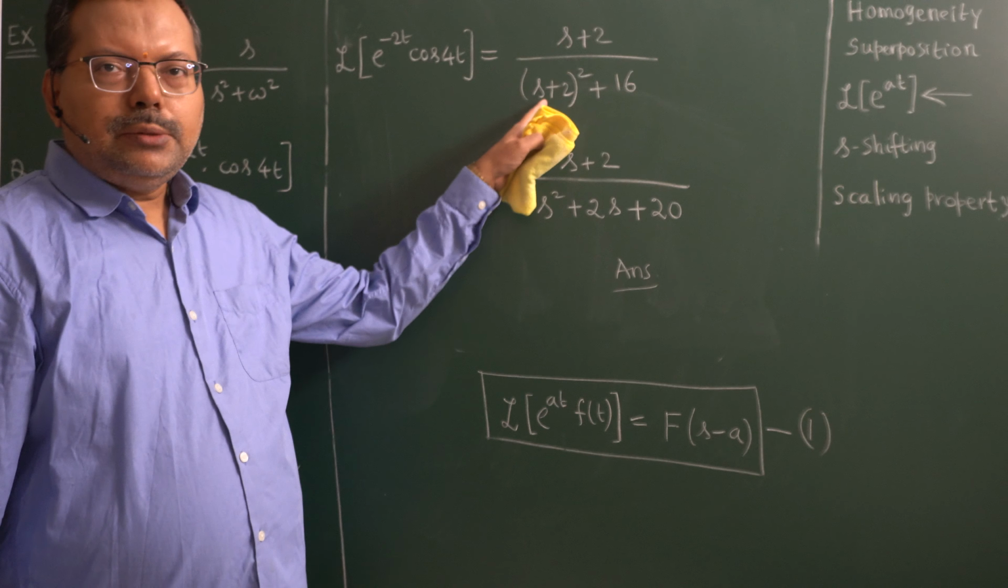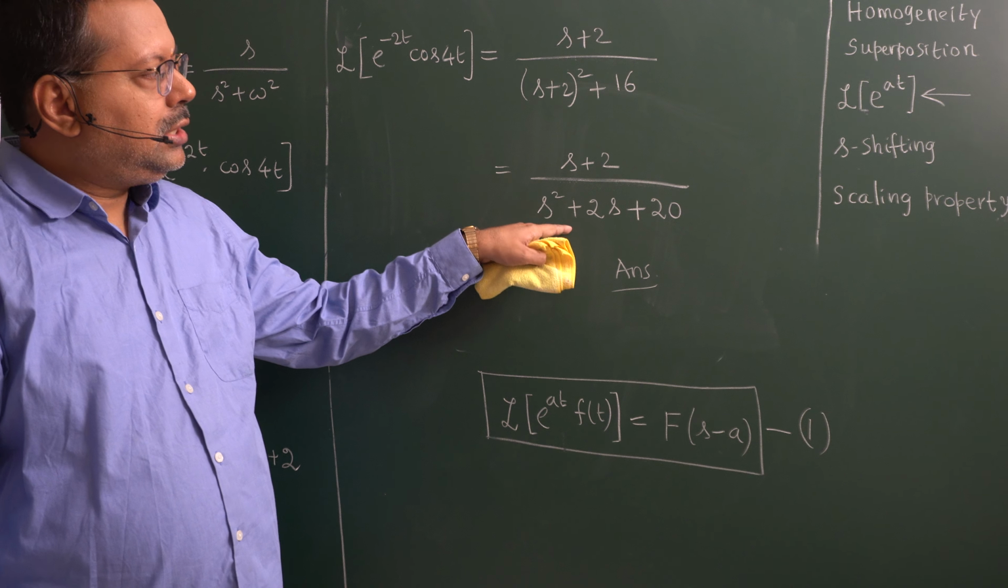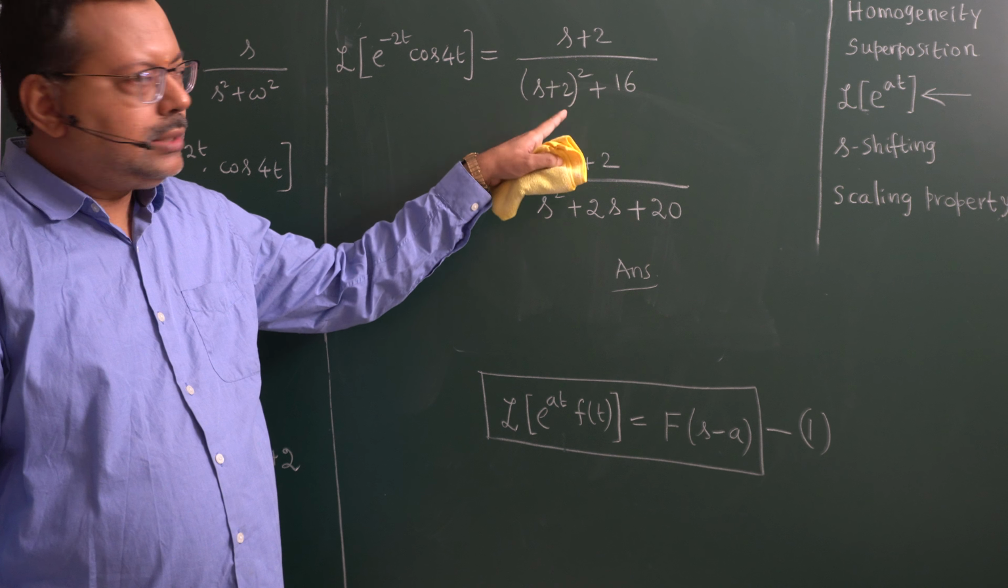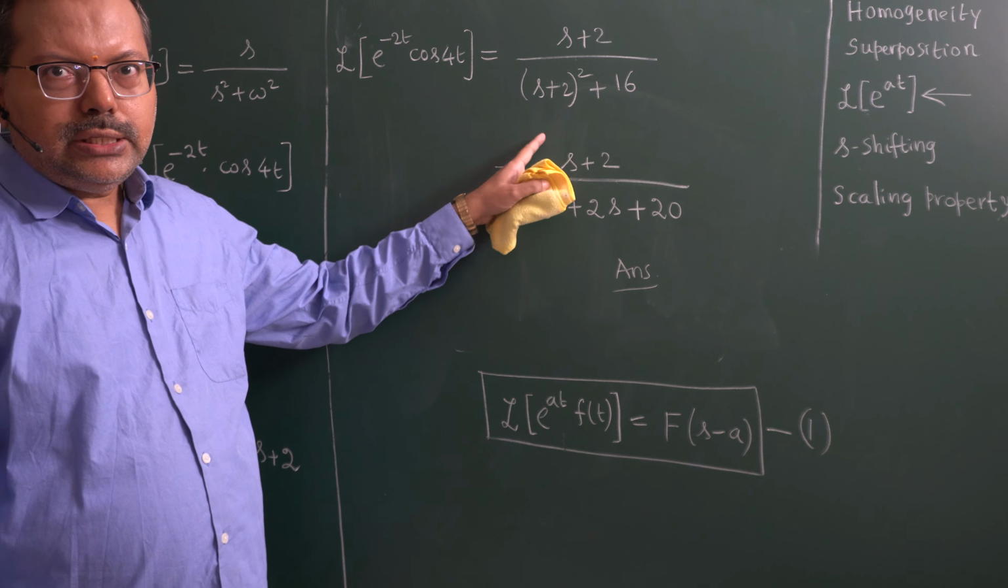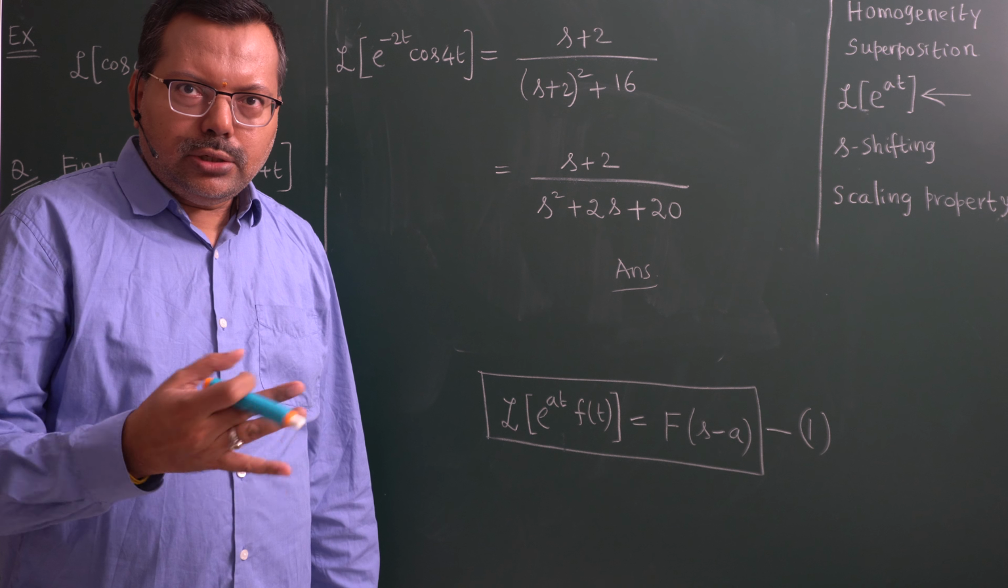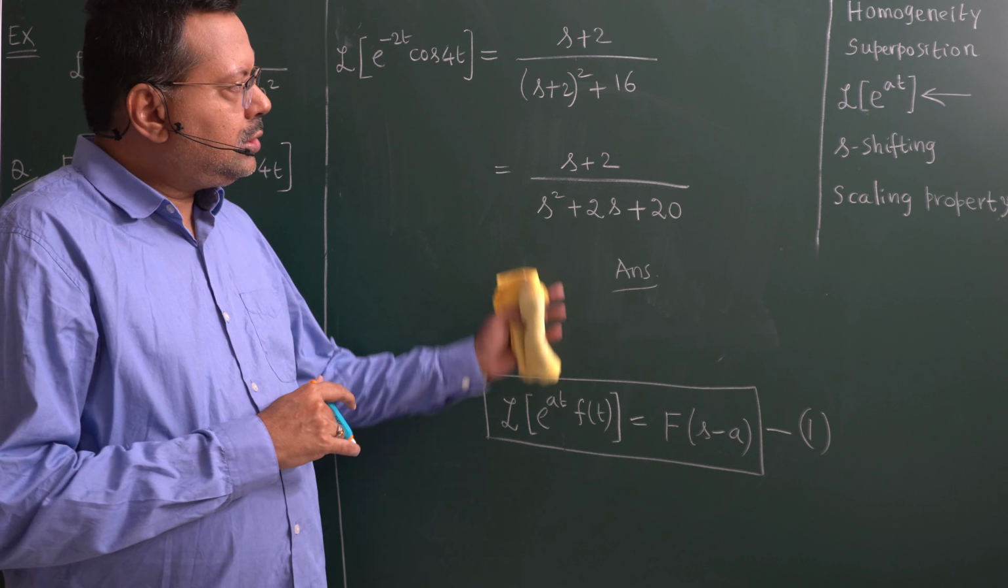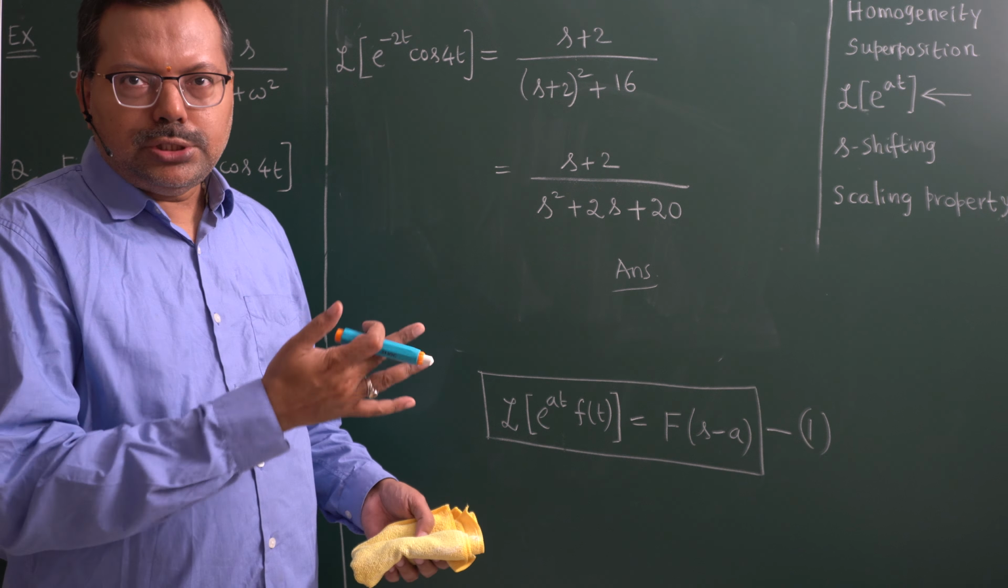So your job is only the replacement. The rest of the thing is optional. Whether you want to simplify like that or leave it like that, both are okay. But you now see that the effect of the e to the power minus 2t did not give any trouble for your integration because it happens to be a shifting property. This is called a shifting property.